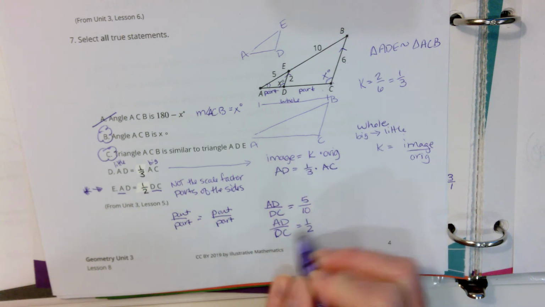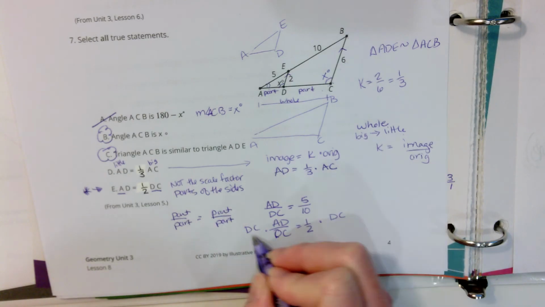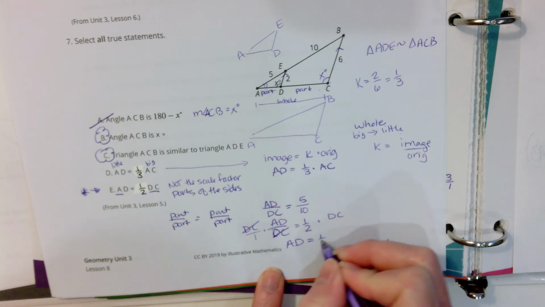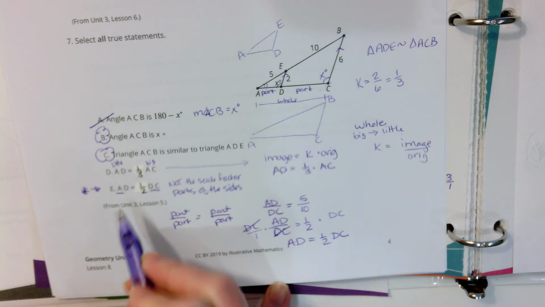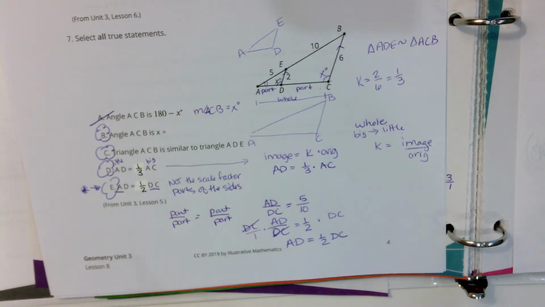And I can multiply both sides by DC. When I do that, this cancels, and I get AD equals 1/2 times DC. That's exactly what this says. That's why E is also true.